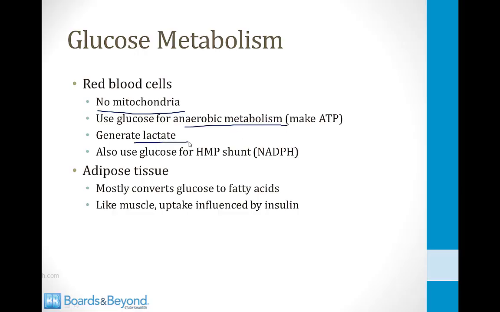This means they are constantly generating lactate from anaerobic metabolism, and that lactate goes back to the liver and gets converted back into glucose. Red blood cells also use some glucose for the HMP shunt to generate NADPH. Finally, adipose tissue mostly converts glucose to fatty acids, which should be obvious, and like muscle, the uptake of glucose by adipose tissue is heavily influenced by insulin.